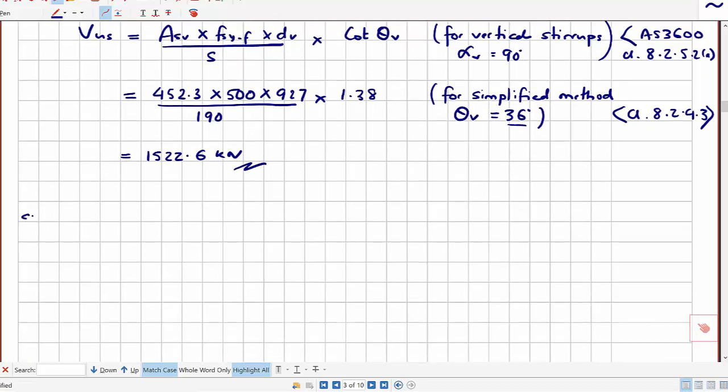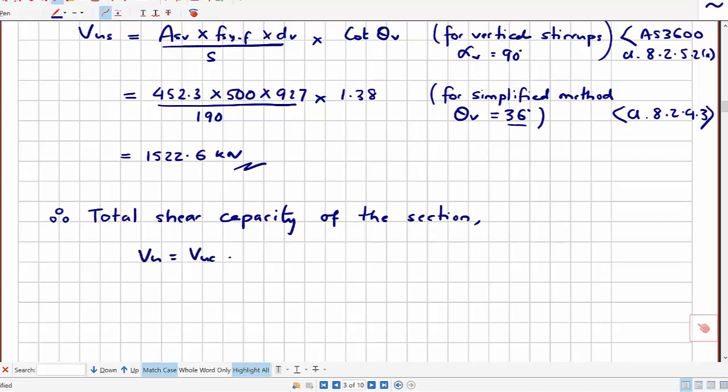So therefore, the total shear capacity of the section, Vu, is the summation of Vuc plus Vus, the contribution from the concrete plus the contribution from the steel. And the contribution from the concrete is 393.29 kilonewton plus Vus, which is computed as 1522.6 kilonewton. So now this gives us a total capacity of the section as 1916 kilonewton.